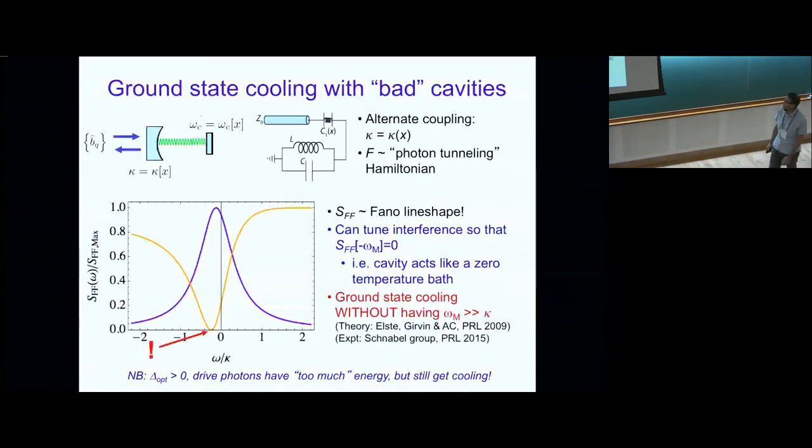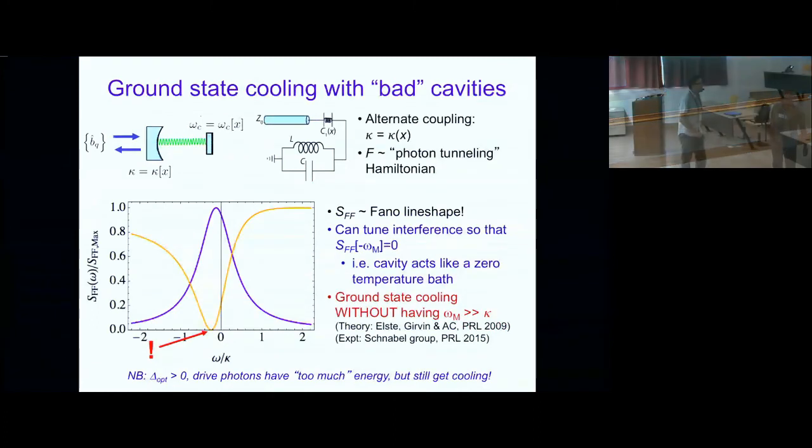Okay, so this is work that I did with a postdoc, Florian Elste, and Steve Girvin, a number of years ago. So the basic optomechanical system, what do we have? We have a cavity frequency that depends on x. I'm a theorist, so you can't stop me from thinking about a system where maybe kappa, the transparency of that mirror, also depends on x. That's another kind of parametric coupling I could have. And it's not totally crazy to think about.